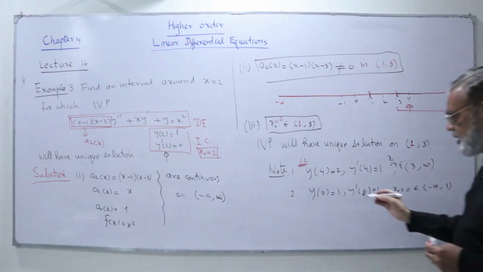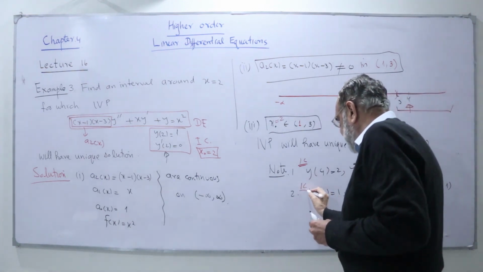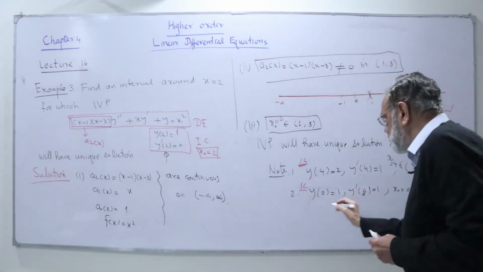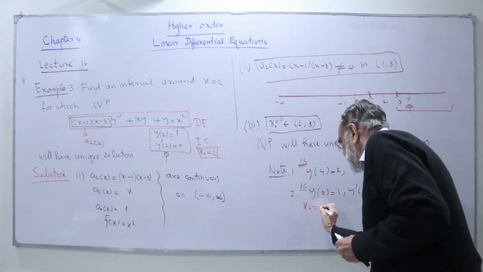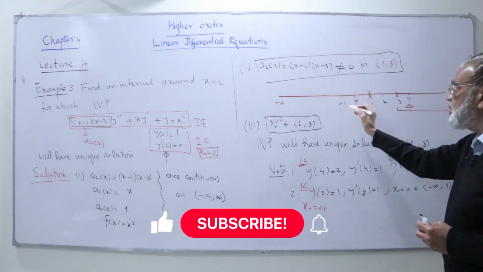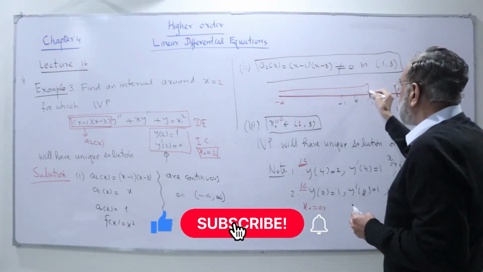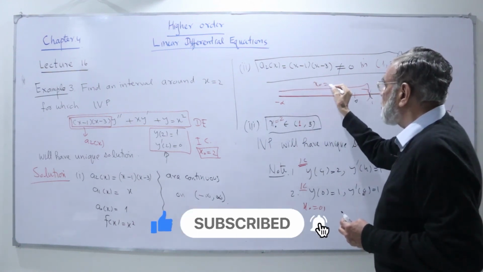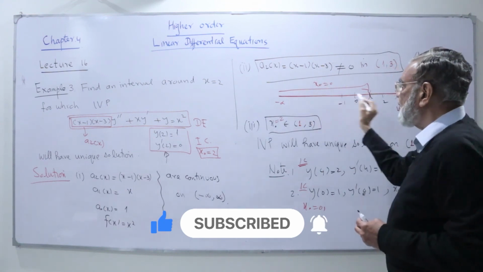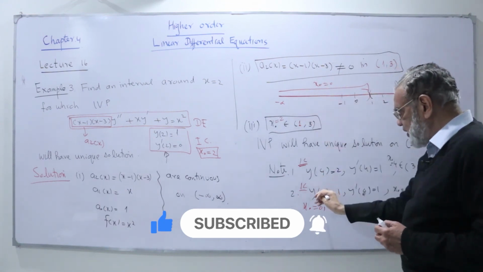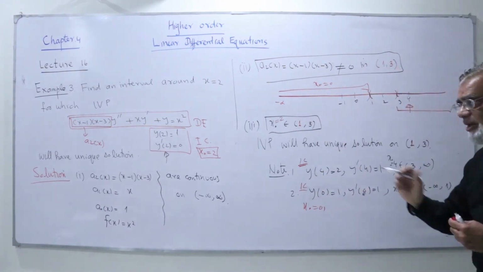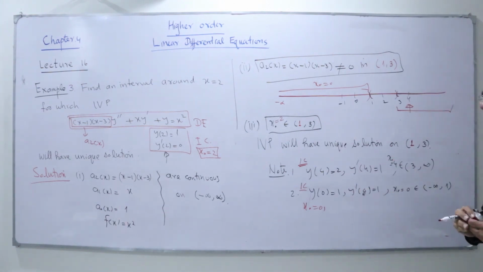I change my initial condition, and I take the value x0 equal to 0. So x equal to 0 is coming in this interval from -infinity to 1. So the initial value problem has a unique solution in this interval when the initial conditions are defined at 0. So I've given you different ideas for that. This is how we can find the existence of the solution and the existence of the unique solution.